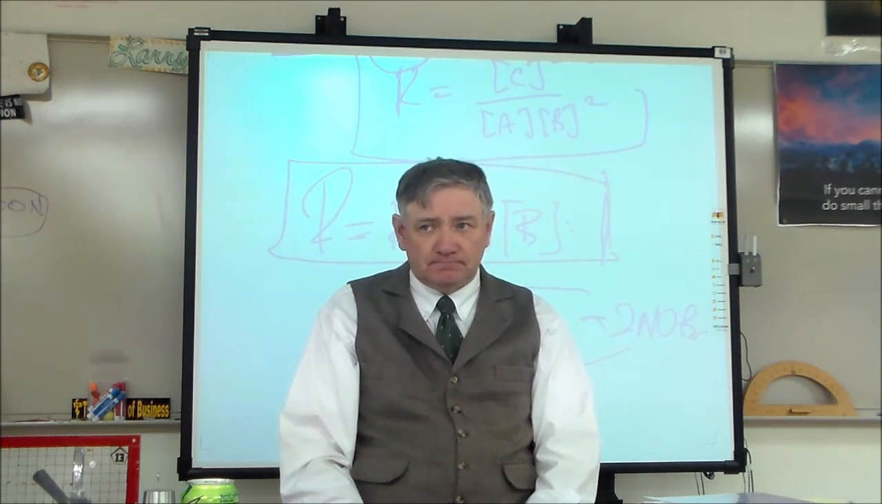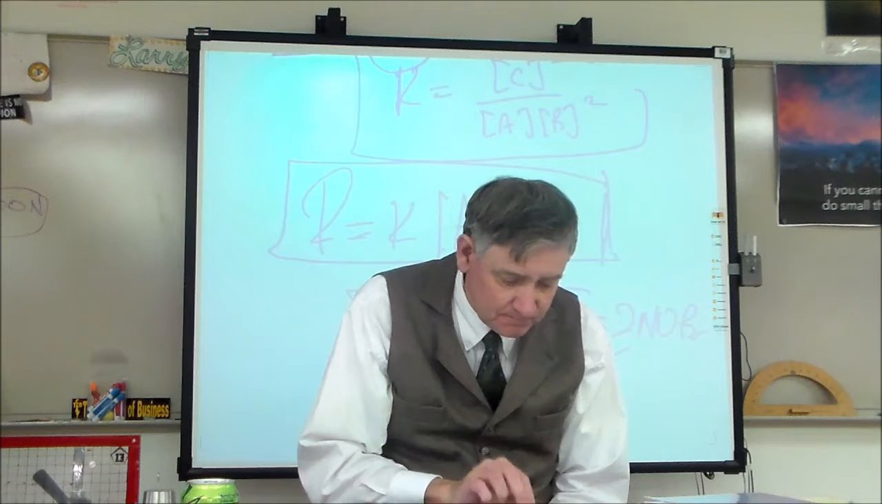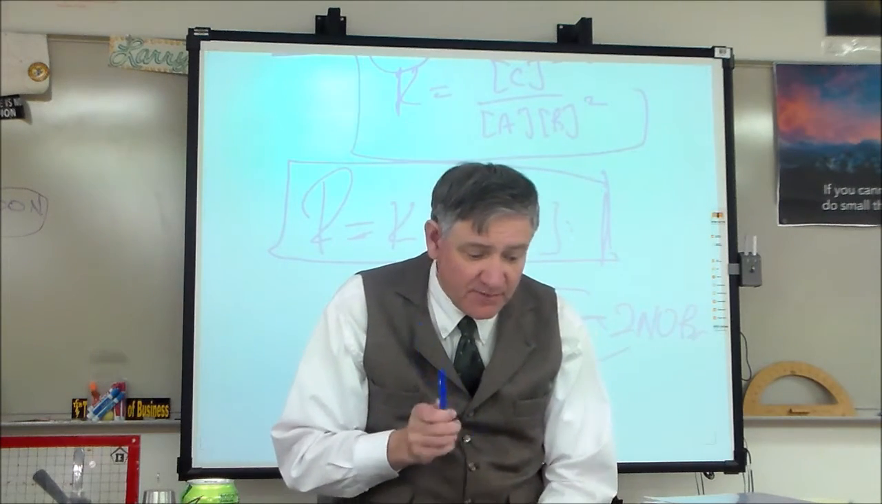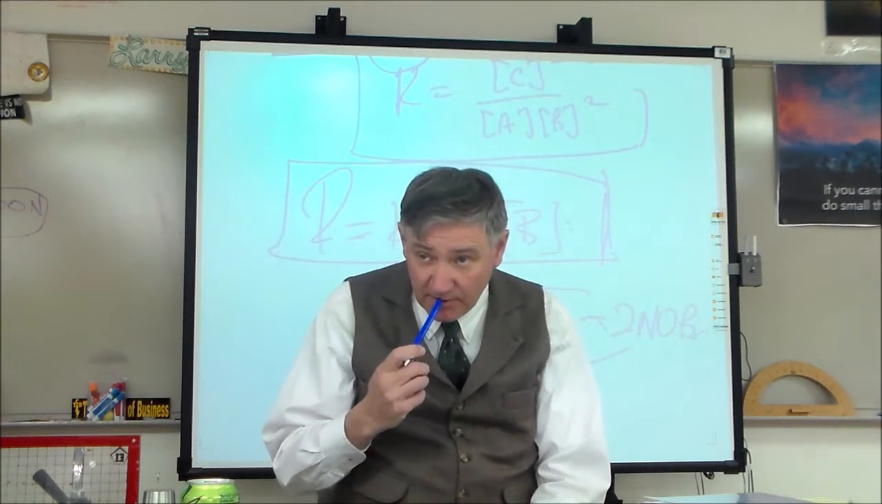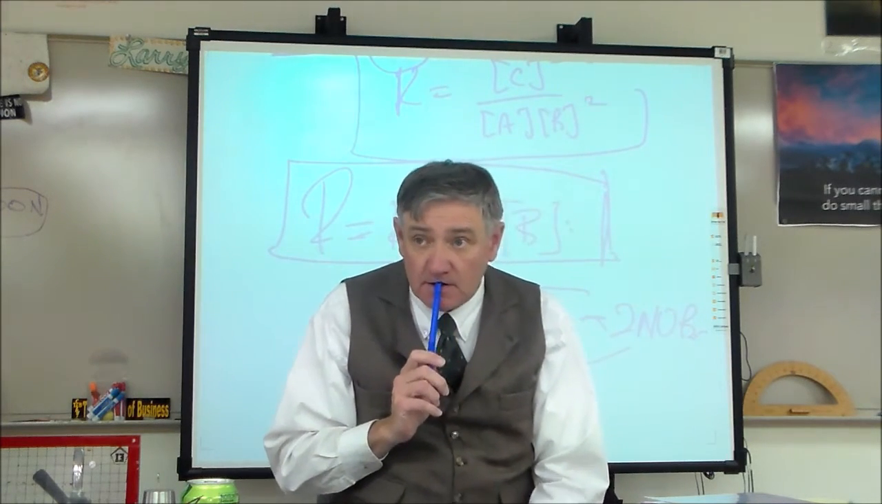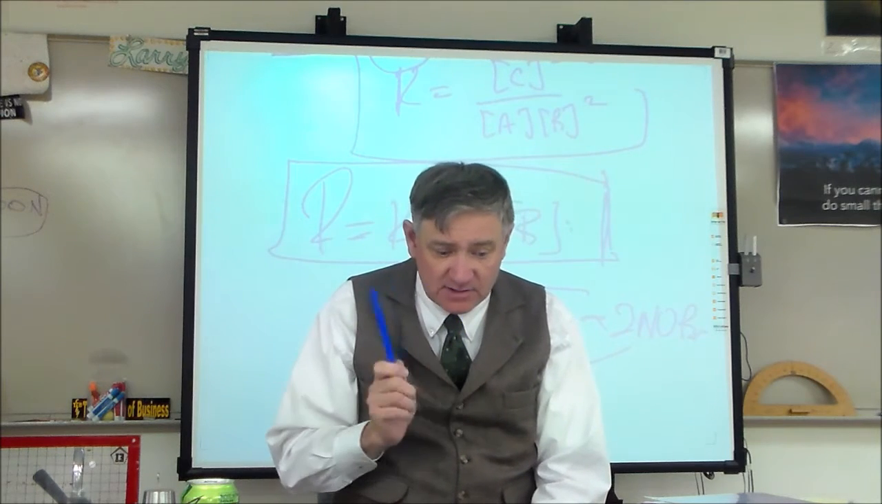Now, what was the hint on 24? On 24, it was just first order with respect to each one of them. That's all you had to do, just find the rate law. That R value, that's all you had to find.